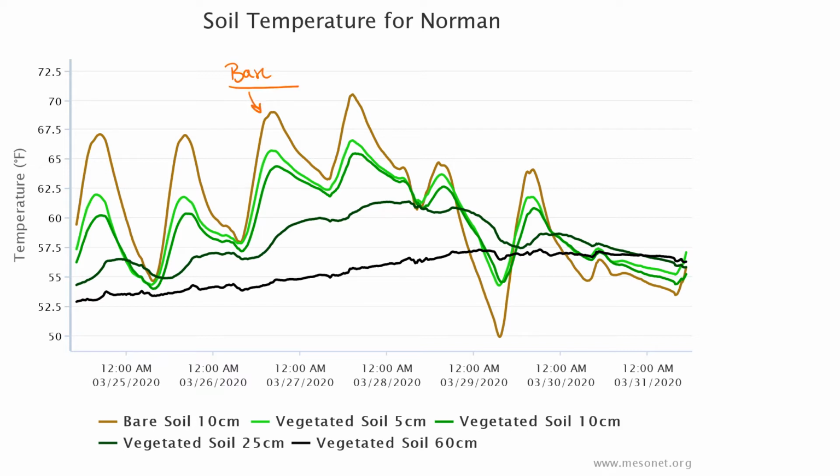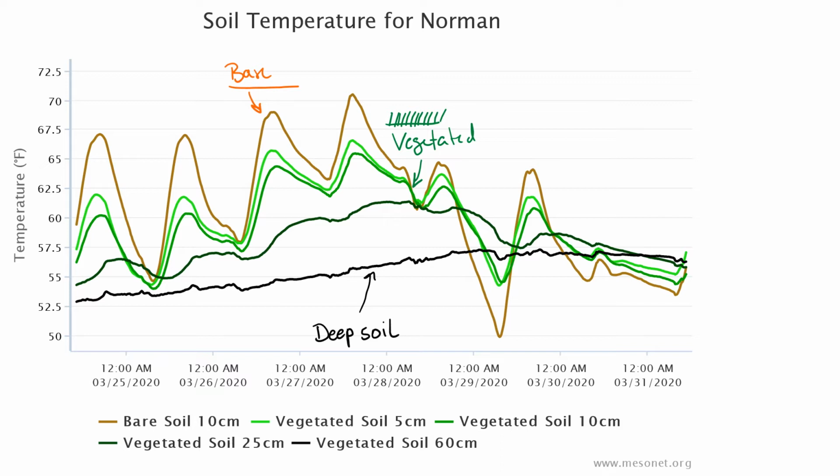We have a brown line which is showing soil temperature measured under bare soil surface. We have a dark green line for soil temperature measured under vegetated surface. And then we have a couple other lines, including the black one here at the bottom, which is soil temperature measured at greater depth here under the vegetated soil in 60 centimeters depth. So we can draw three lessons from the data that we see here.